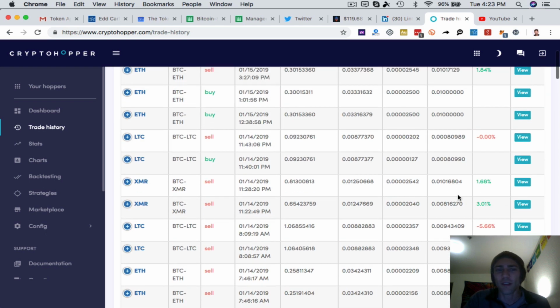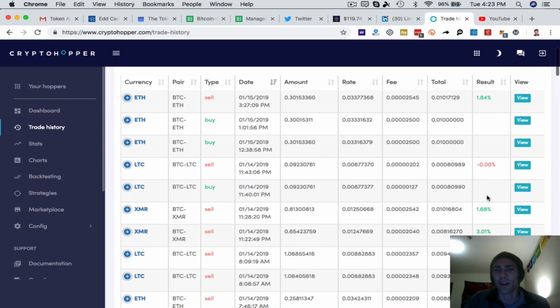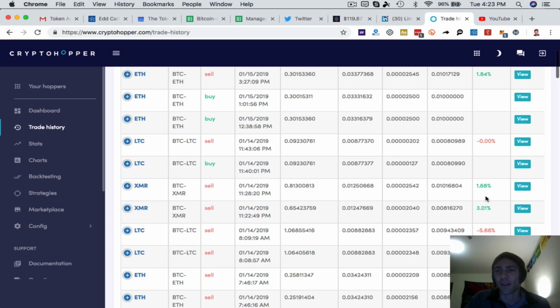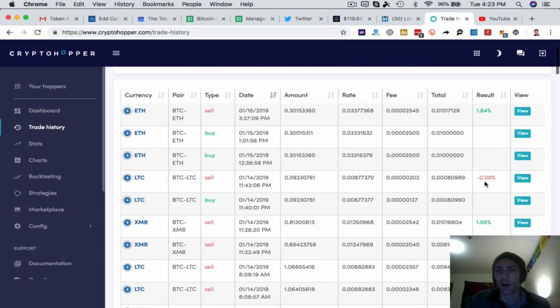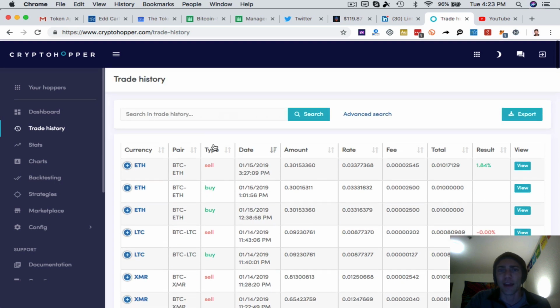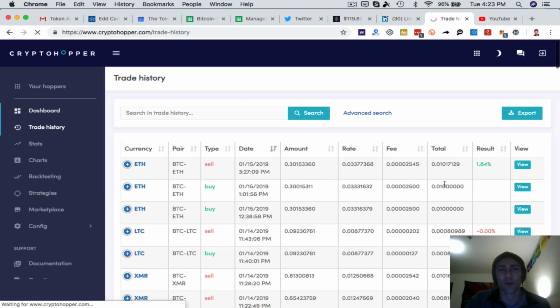So now this XMR, this Monero position here, was the first one to sell with this new RSI strategy in place, which is just selling based on profit. And so these are looking good. Selling these at a profit. This was just a wallet scrubber. So all of them are in profit so far. And the remaining ones in the dashboard here, we'll see how they shake out.